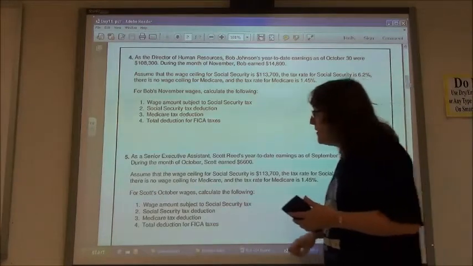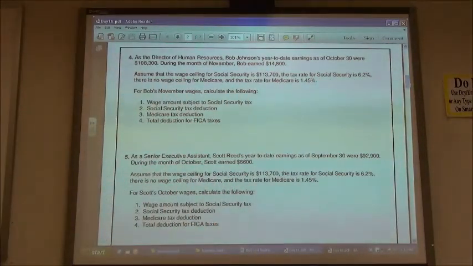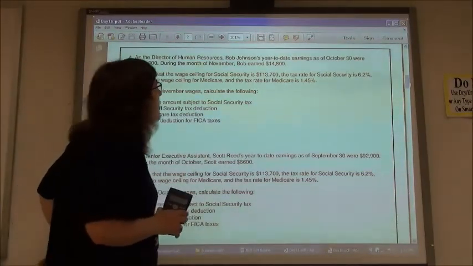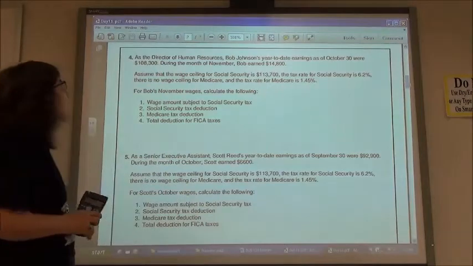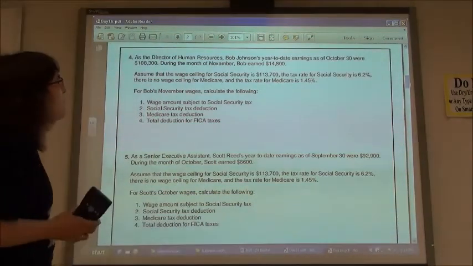So this is going to be the same kind of thing here. Only on here they're going to have a wage ceiling that we have to watch out for. It says that the Director of Human Resources, Bob Johnson's year-to-date earnings as of October 30th were $108,300. During the month of November, Bob earned $14,800. Assume that the wage ceiling for Social Security is $113,700. The tax rate is 6.2%, and there's no wage ceiling for Medicare, and the tax rate is 1.45%.